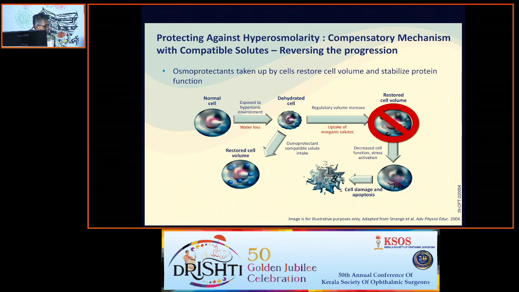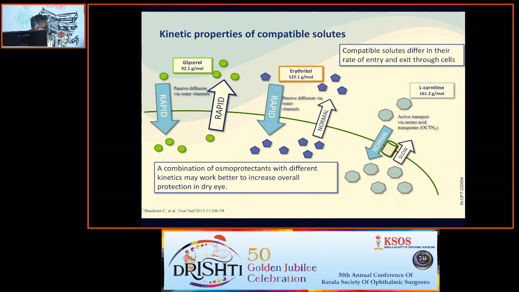L-carnitine is there. When you have a normal cell and it is exposed to a hyperosmolar environment, it gets dehydrated. In the initial period, it is reversible. So if you are using an osmoprotectant, it's more likely to come back to normalcy than if it goes to a permanent state of damage. If it goes beyond a certain stage, there will be apoptosis and cell damage, which is irreversible.